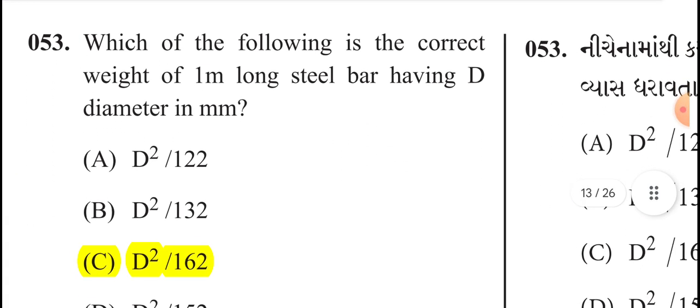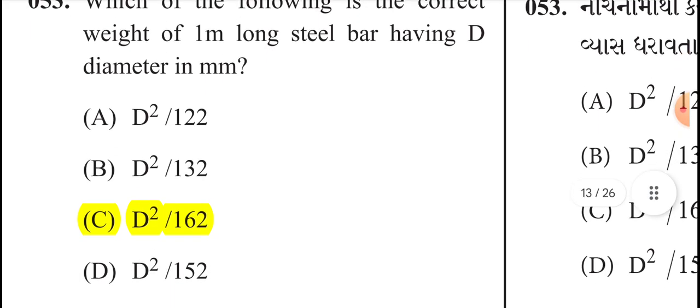Which of the following is the correct weight of a 1 meter long steel bar having diameter D in mm? D square by 162.